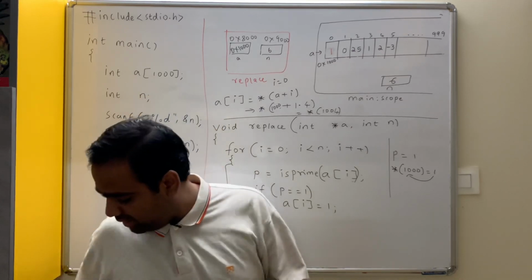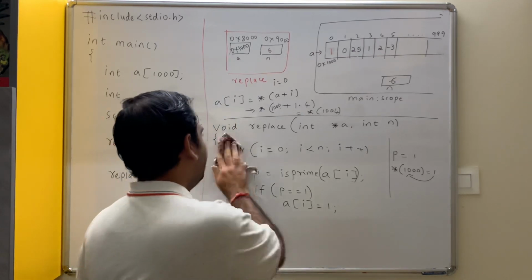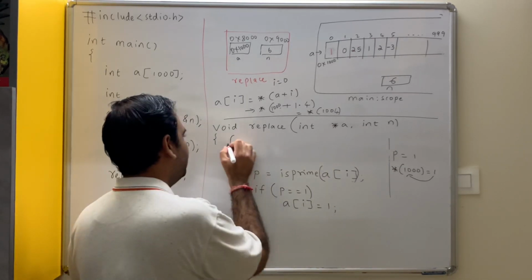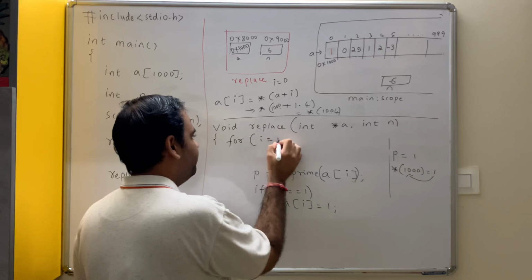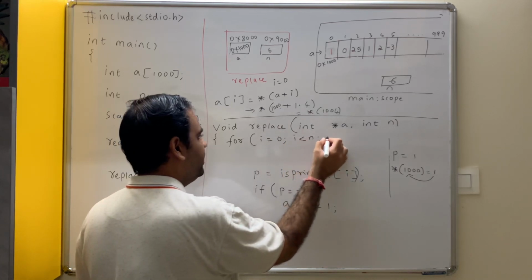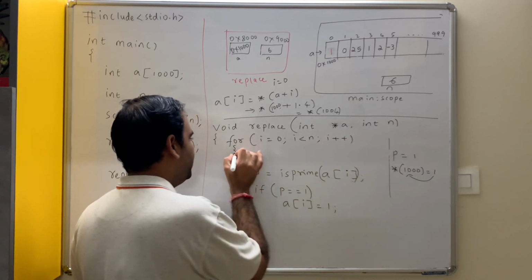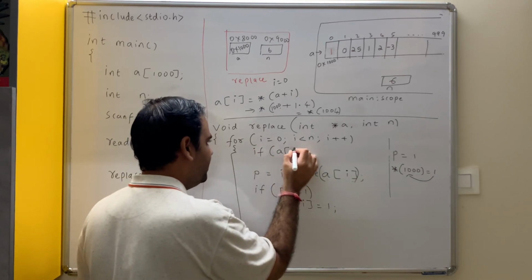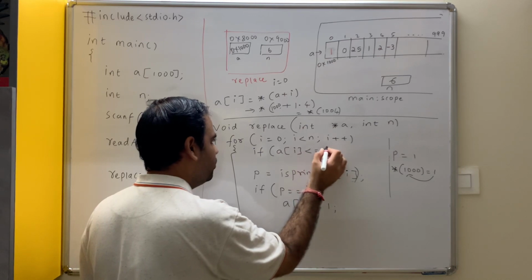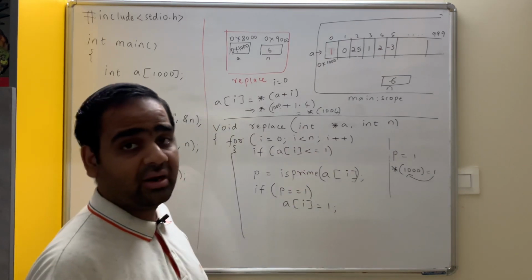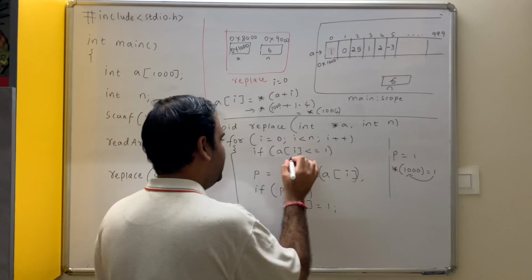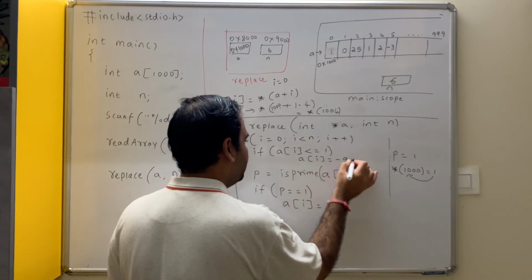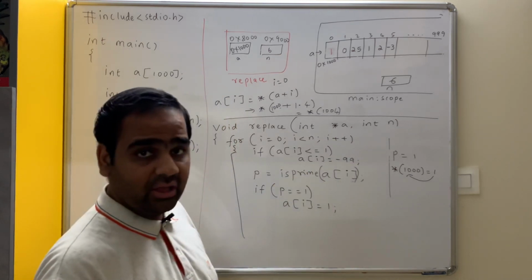Therefore, how am I going to write this? Okay, let us see how we are going to write this. Let me just take some space for writing this. You check if a of I is less than or equal to 1, that means such numbers are neither prime nor composite. Then what do you write over here? A of I is equal to minus 99.